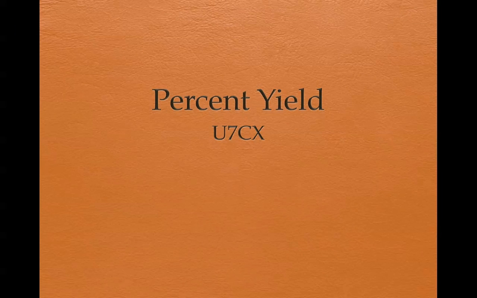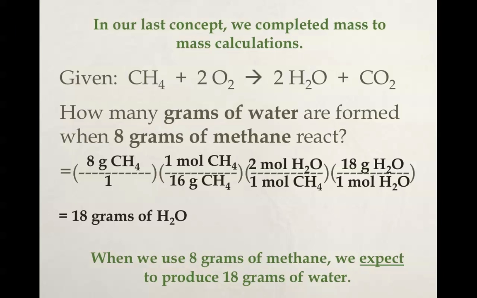All right, this concept is going to be focusing on something called percent yields, another calculation to add into Unit 7. In our last concept, we completed mass-to-mass calculations. We were given the mass of a reactant or product and asked to find the mass of another reactant or product. In this example, with 8 grams of methane, we could expect to produce 18 grams of water using our mass-to-mass calculation.